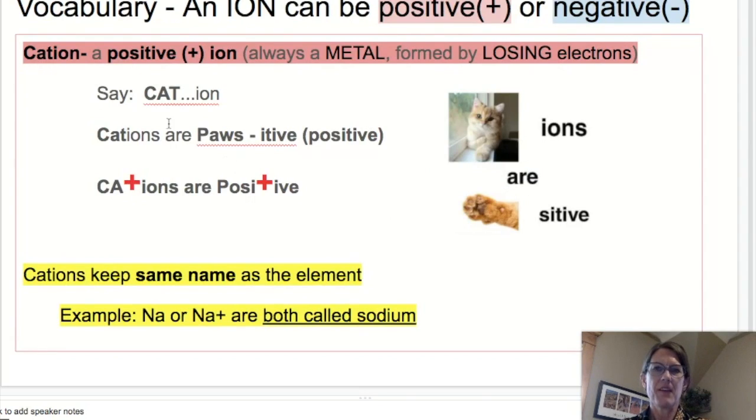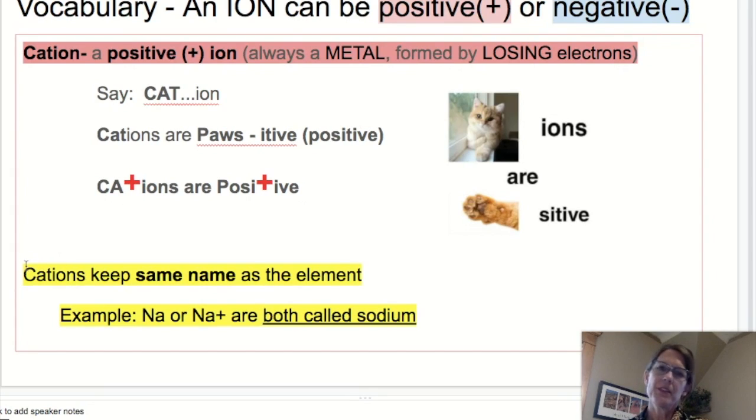There's a few ways that people help remember this. If you see here, it says cations are positive, like the word paw for the cat paws. So here's a picture of that. Cations are positive. And also the T for the word cation, the T looks a little bit like a plus sign, like positive. So cations are positive.